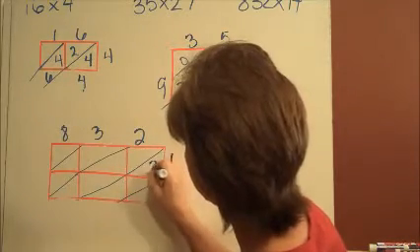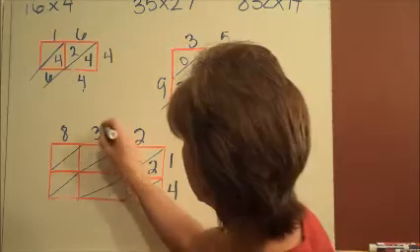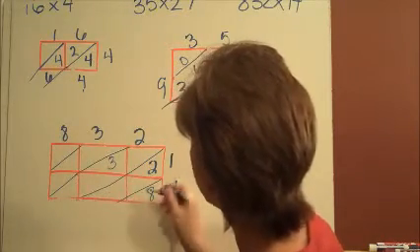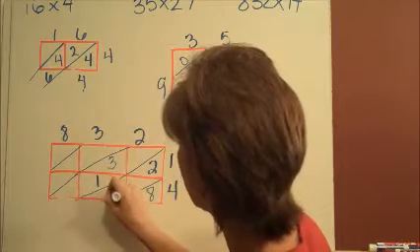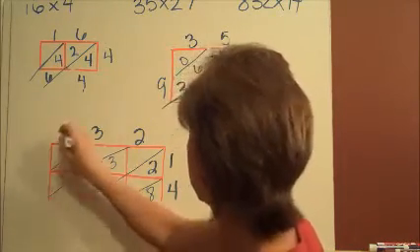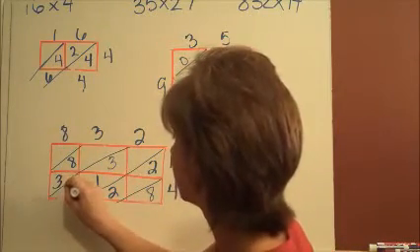2 times 1 is 2. 2 times 4 is 8. 3 times 1 is 3. 3 times 4 is 12. 8 times 1 is 8. And 8 times 4 is 32.